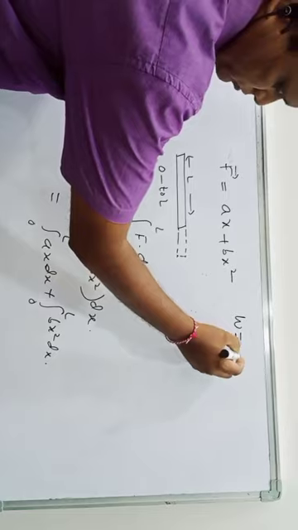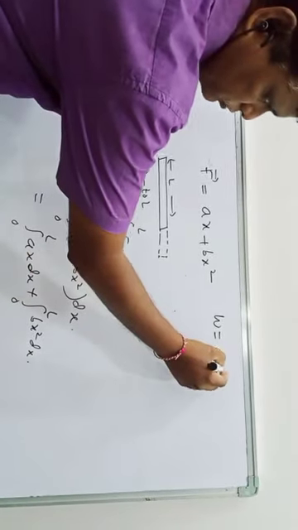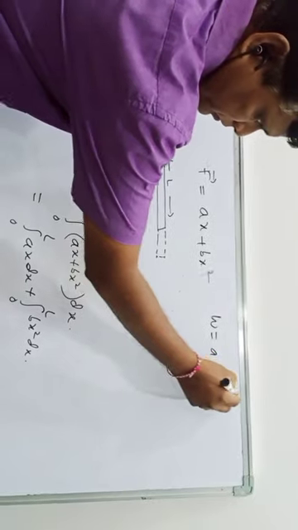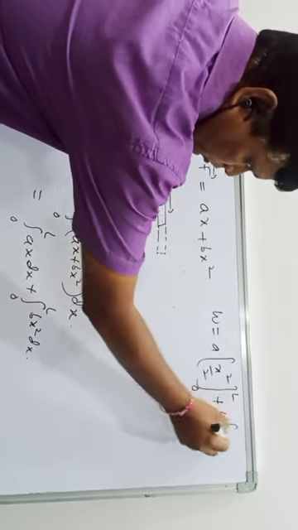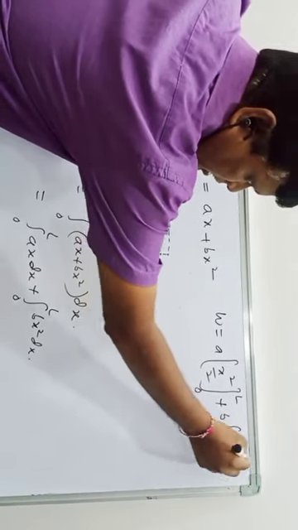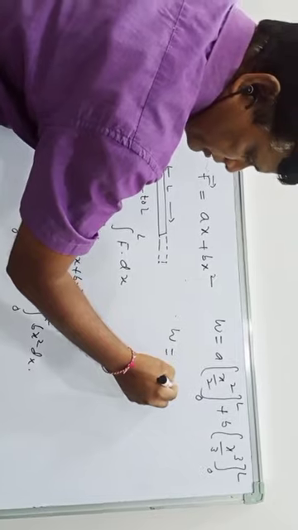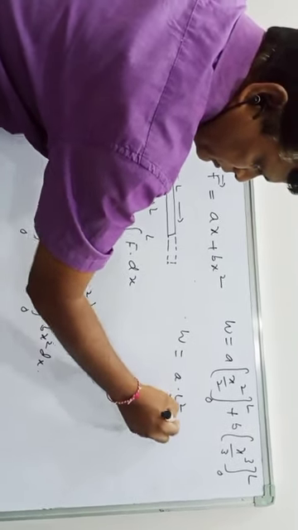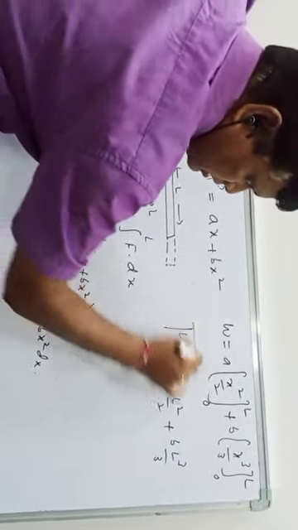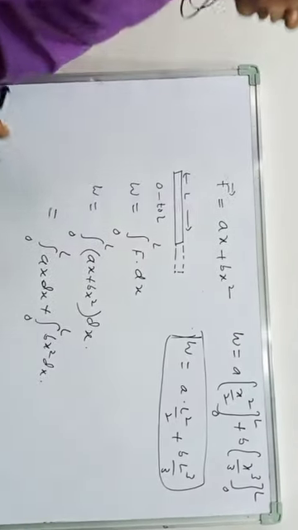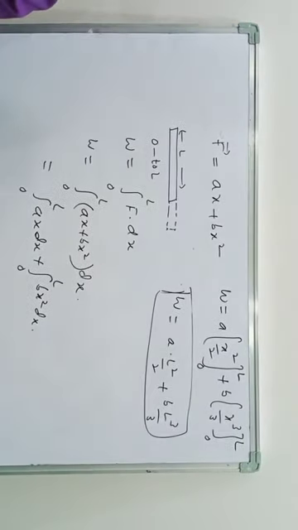W is equal to a is common, integral of x to the power of n gives, so x square by 2 from 0 to L plus b into x cube by 3 from 0 to L. Substitute the upper limit minus lower limit: a L square by 2 plus b L cube by 3. So this is the work done by the restoring force on an unstretched rubber band.